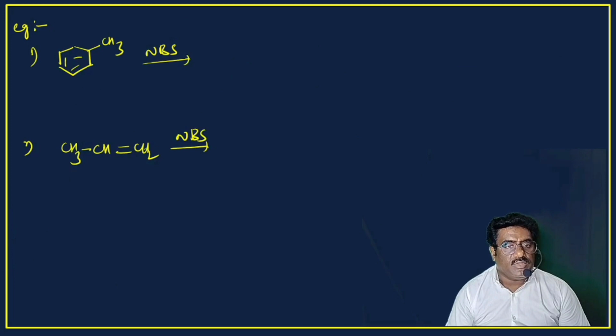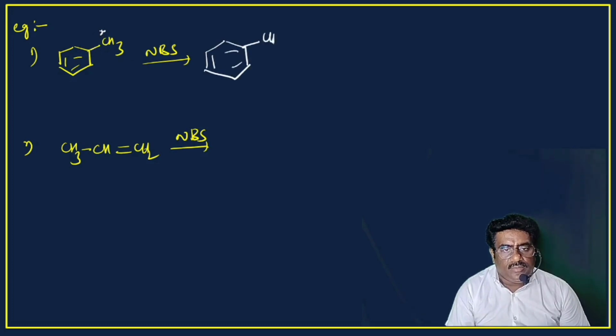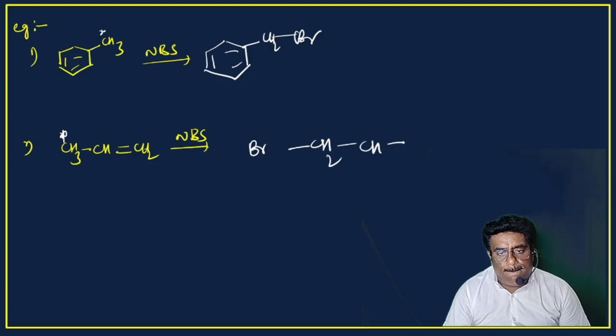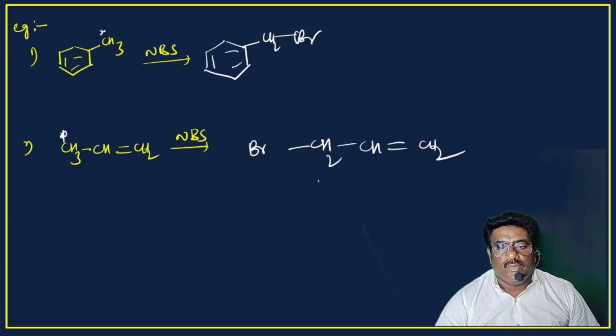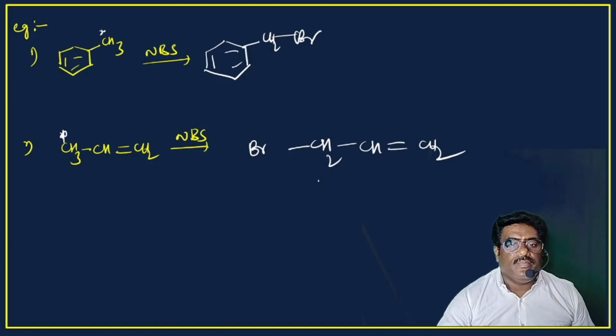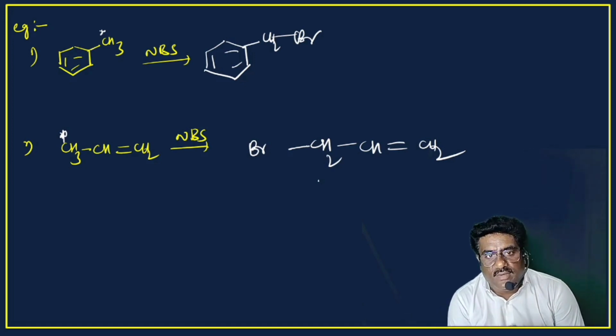So have a look at this example. What is the product? See, allylic carbon means it forms CH2Br. Again, it is an allylic carbon, so it forms the product. These are the products for the above reaction. This covers the complete preparation and properties of alkenes.